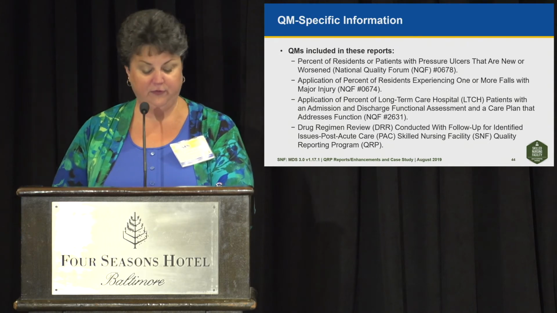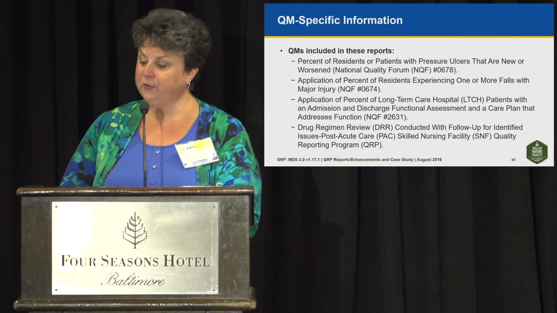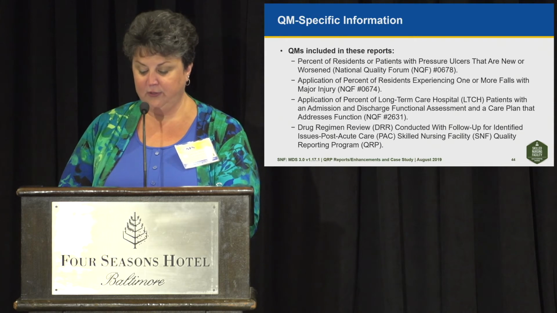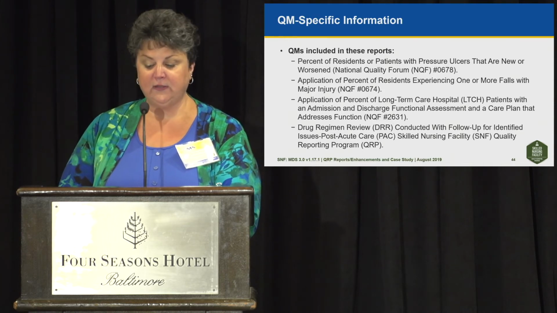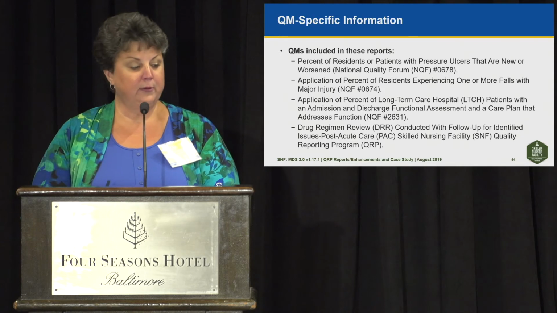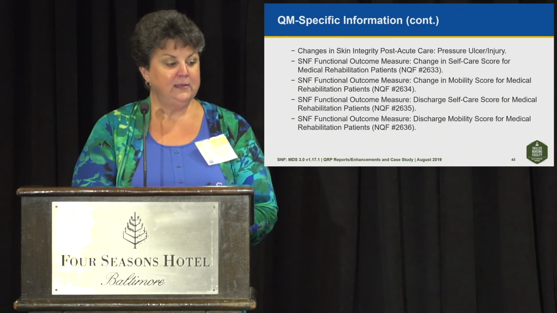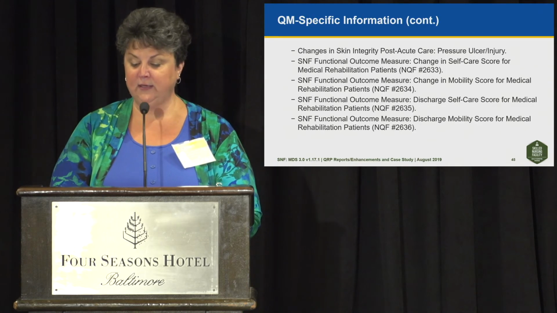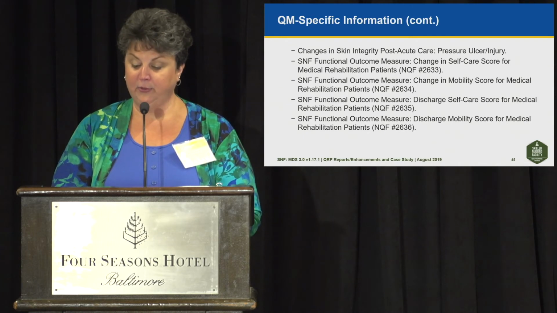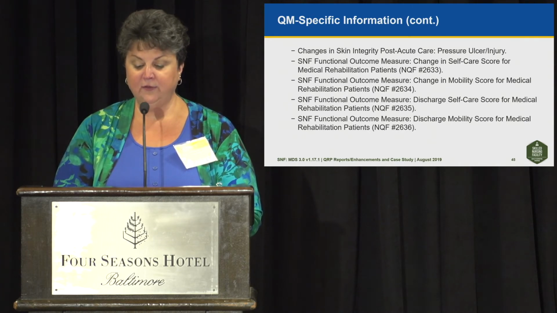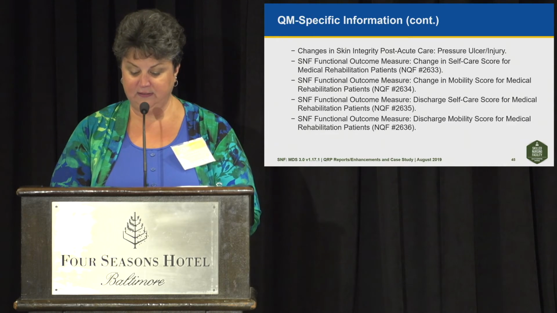the drug regimen review. Effective with the fourth quarter of this year and then going forward, this pressure ulcer measure that's listed here will no longer be reported. Instead, it will be the changes in skin integrity, the post-acute care pressure ulcer injury, and then the 4 outcomes measures that are listed there as well.